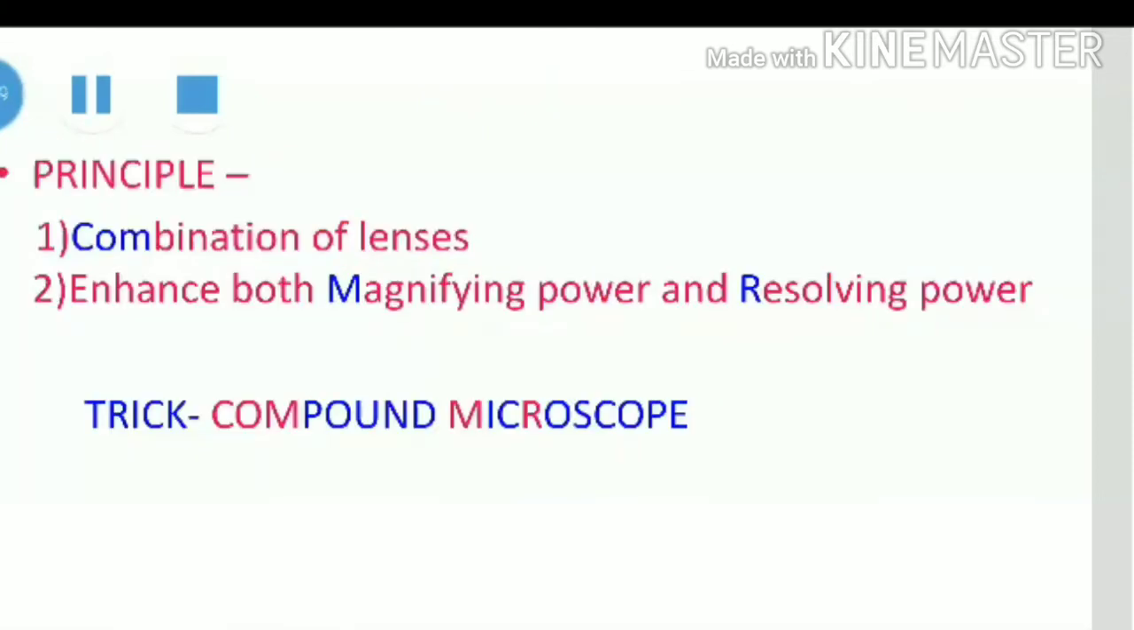Now let's memorize the principle of the compound microscope by a simple trick, that is compound microscope. Here you have to recognize only two things. Com means combination of lenses, and M and R mean enhance both powers: magnifying power and resolving power.